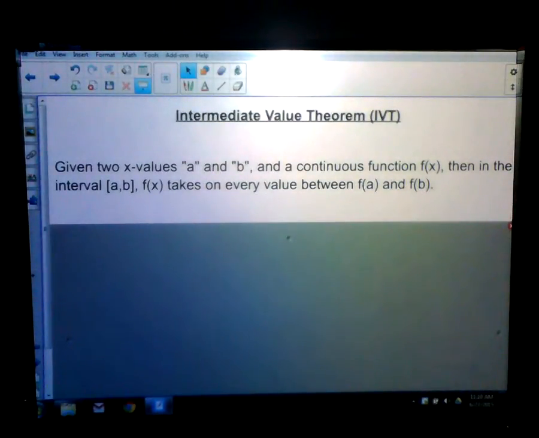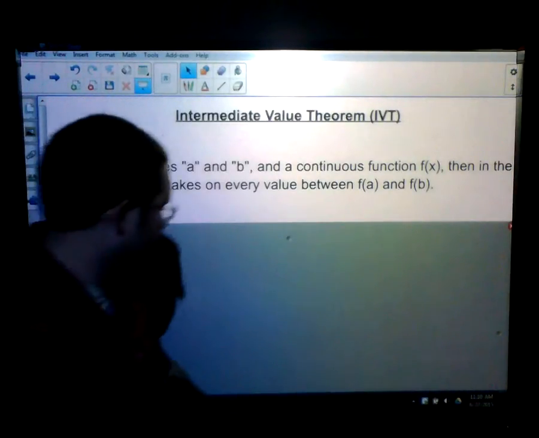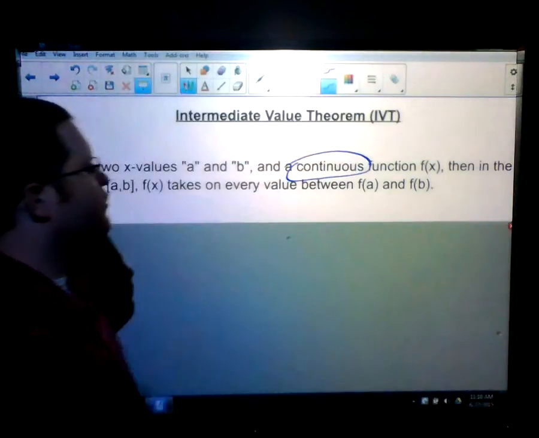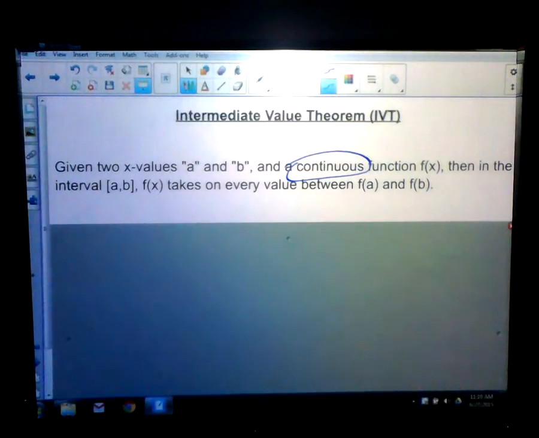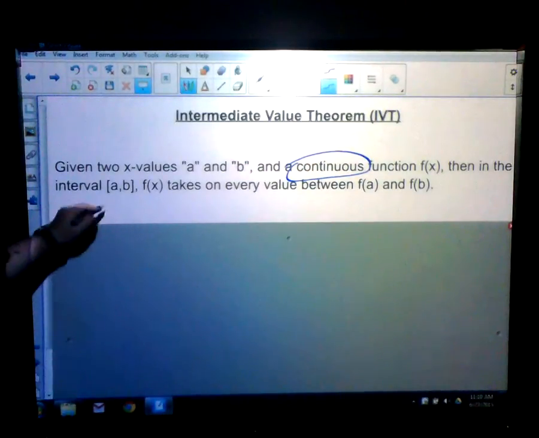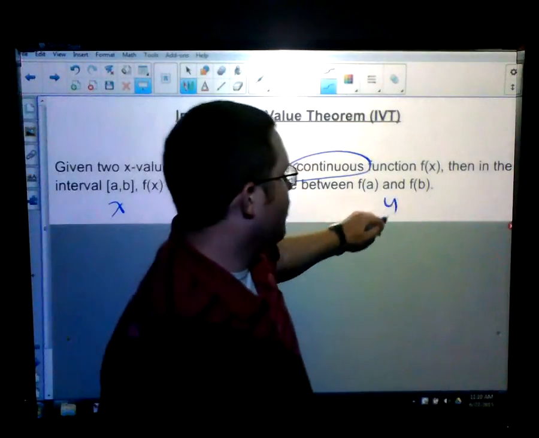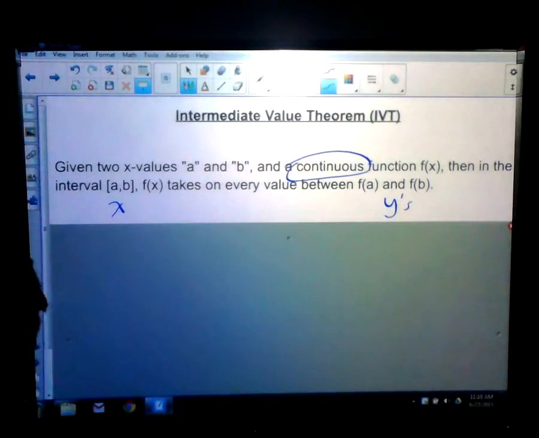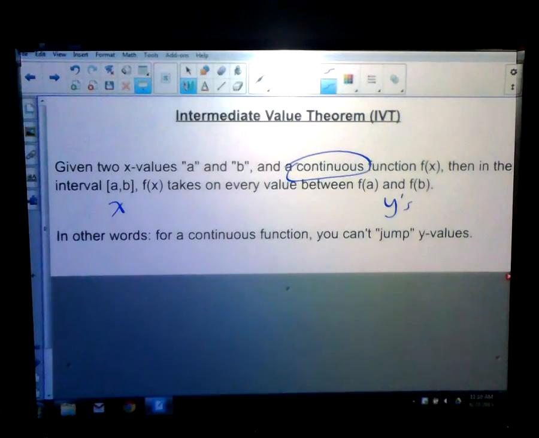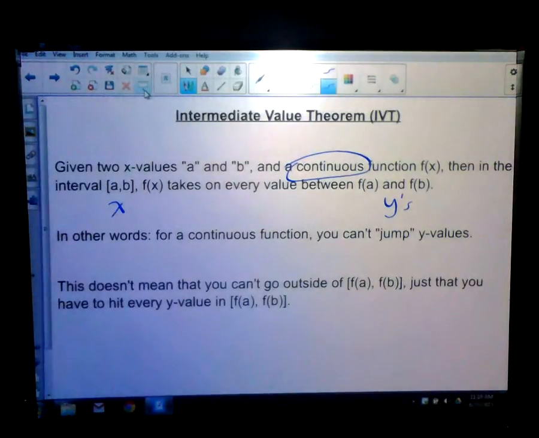In math terms, it says that for two values, a and b, and a continuous function, let me circle that word continuous, the function has to be continuous, then from every a to b, f of x takes on every value between f of a and f of b. So between every x value, you've got to get all the y values. Now, in other words, you can't jump y values on a continuous function. And I'll give you some examples of what I mean by that in a second. This doesn't mean that you can't go outside of that interval. It's just that you have to hit every value in that interval.